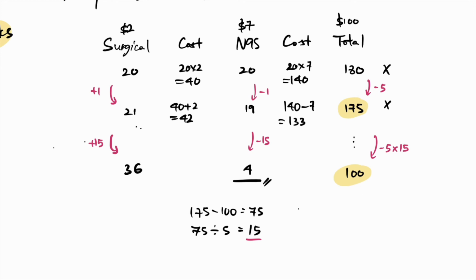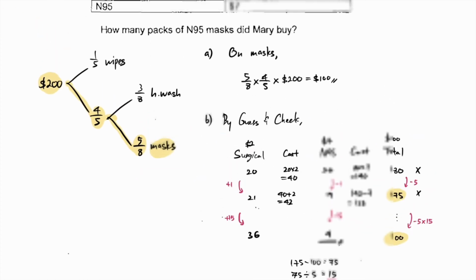So if I do that 15 times, that would be decreasing by 1? No, decreasing by 15. And add 1? No, add 15. Then the answer is number 4. How many N95 masks?